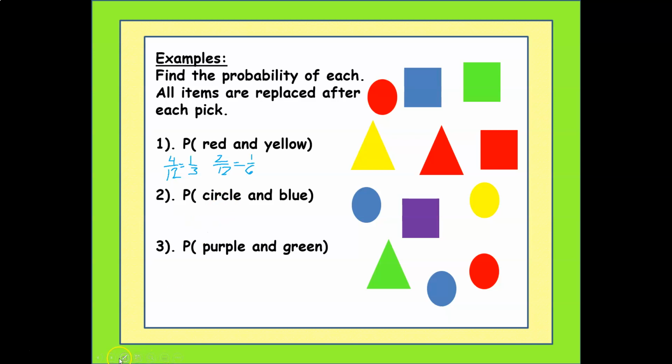So now I need to take my two probabilities. So I take my 1/3 and my 1/6, and I'm going to multiply those two probabilities together. So I take 1/3 times 1/6, and I get 1/18.